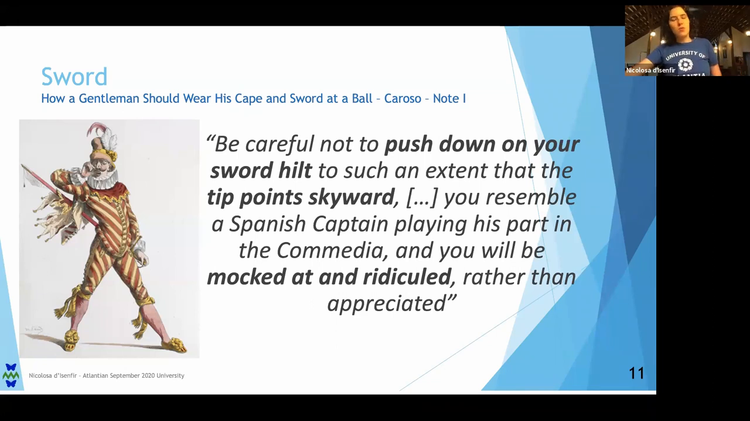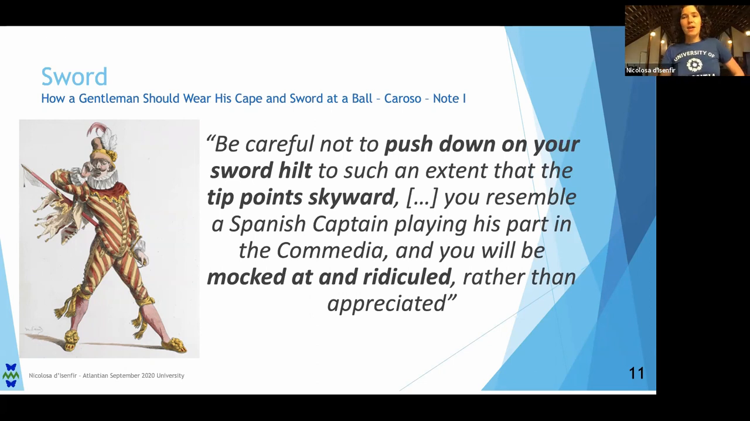And if Sophia the Orange were here, she would be quite happy to know that Capitano from Commedia dell'Arte has joined us to give a fine representation of how to have that sword go skyward. But unless you are actually in a Commedia dell'Arte play, you will be mocked and ridiculed rather than appreciated. It is also likely that you will hurt somebody as the sword is flailing around. So to behave badly, get that sword up in the air.